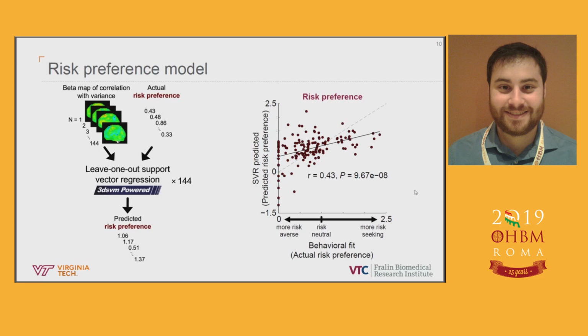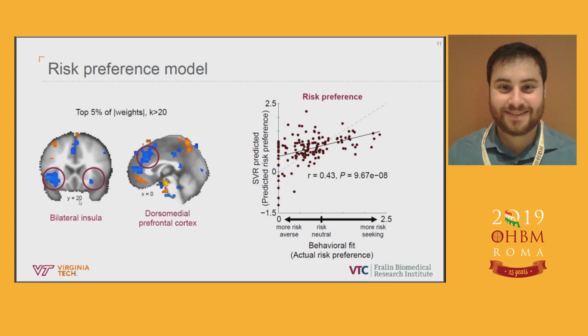So there exists information in these beta maps about an individual's risk preference. And when we look further at where this information is, we see that it's in regions which we expect, which have been previously associated with risky decision-making and with risk preference. This includes bilateral insula and the dorsomedial prefrontal cortex. So now we have a multivariate model which we can use to give individuals feedback about brain activity or brain patterns associated with risk preference.